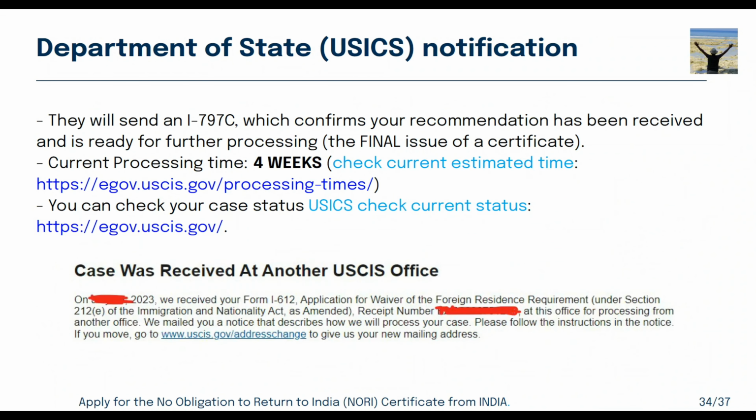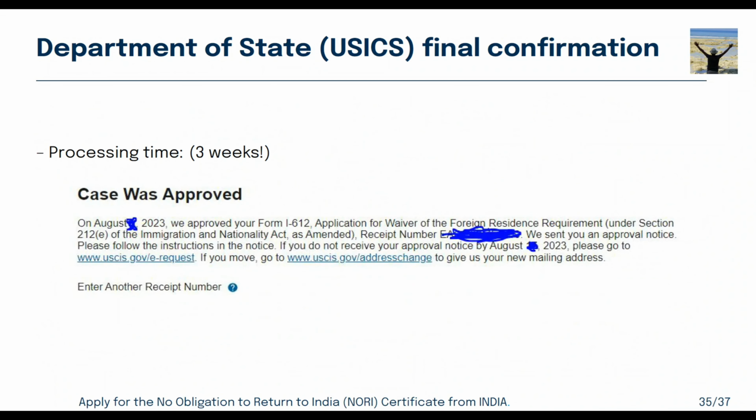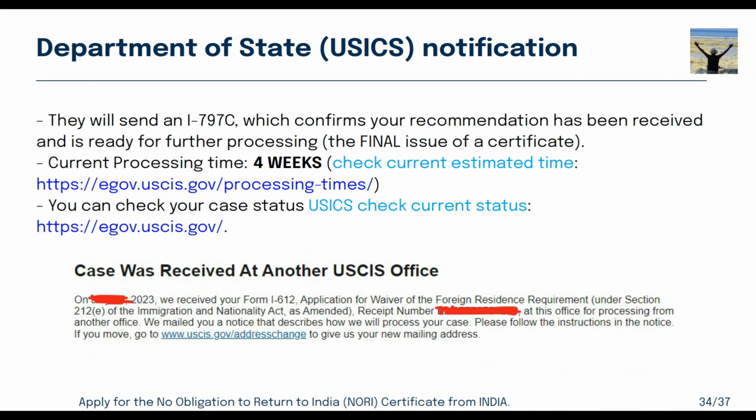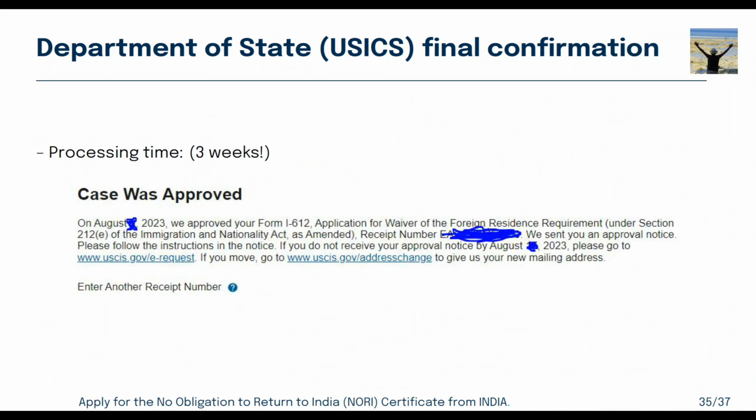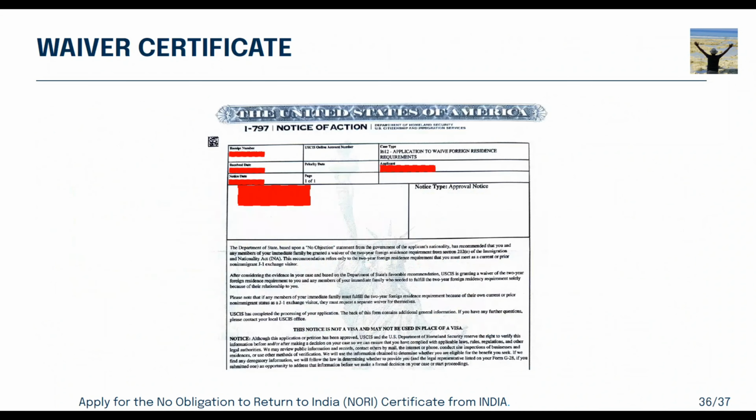You can see the current processing time is 4 weeks once you receive the information that your application has been approved. And after getting notification that your request was received and processed, getting approval takes around 3 weeks, right? So this will be the final waiver certificate you will receive, and it is also applicable for any dependent associated with you, provided you had already mentioned those dependents while filling out DS-3035.